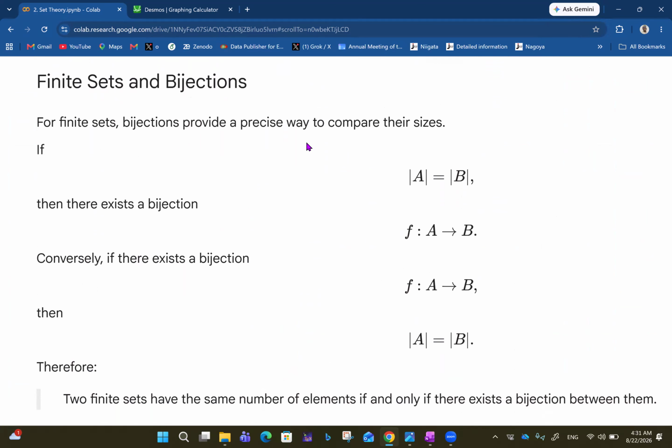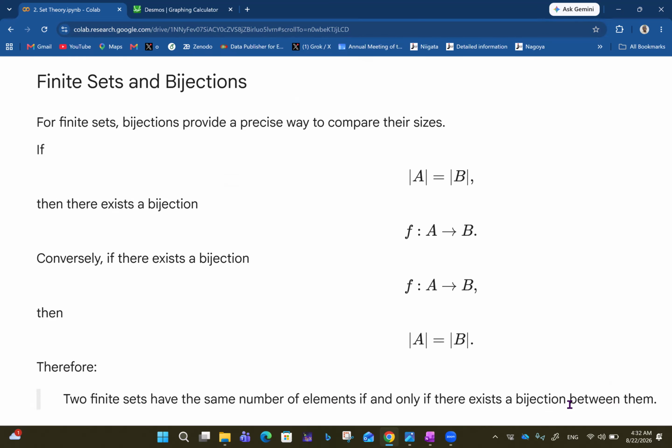For finite sets, bijections provide a precise way to compare their sizes. If the cardinality of A is equal to the cardinality of B, then there exists a bijection f which maps A to B. Conversely, if there exists a bijection f which maps A to B, then the cardinality of A is equal to the cardinality of B. Therefore, two finite sets have the same number of elements if and only if there exists a bijection between them. Bijection means that every element in A is mapped to an element in B, and there's no leftover. So for finite sets, bijections provide a precise way to compare their sizes.